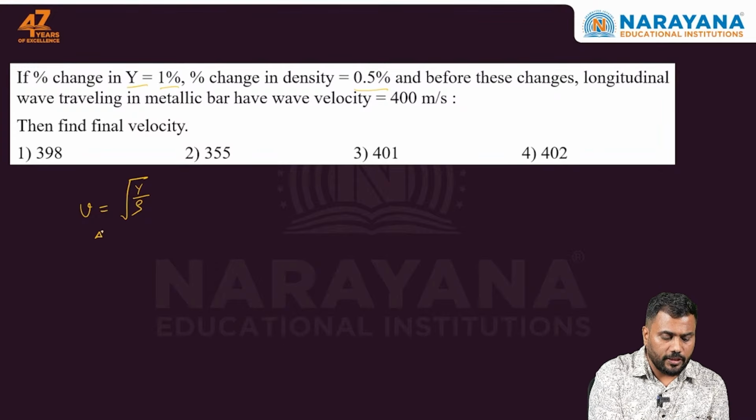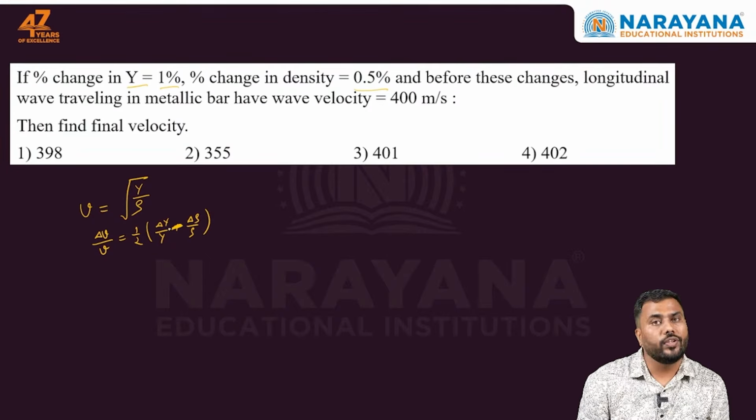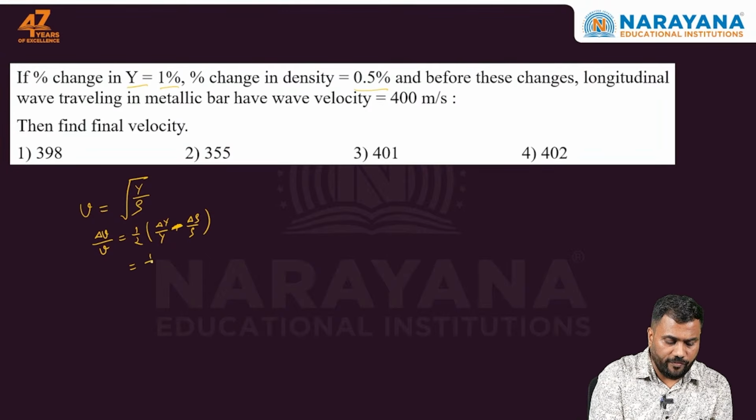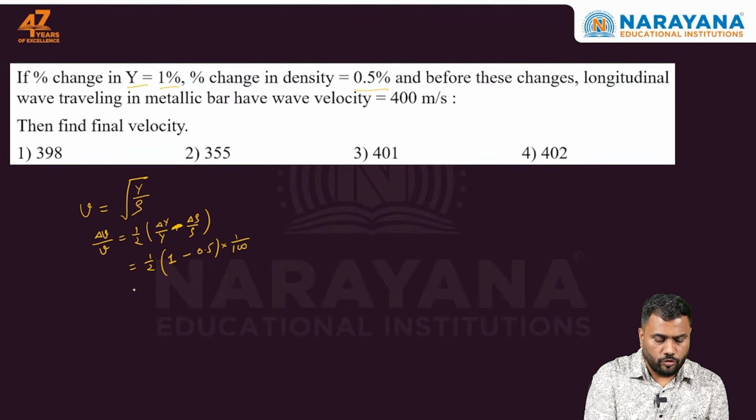So, if there is a change in the Young's modulus and density, there has to be a corresponding change in the velocity. Delta V by V should be, by this expression, delta Y by Y plus delta rho by rho. Sorry, there should be a minus sign because rho is in the denominator. So, if I use this expression, Young's modulus is changed by 1 percent and density is changed by 0.5 percent, so I will divide by 100 also. So, the change that I am observing is 1 by 400.